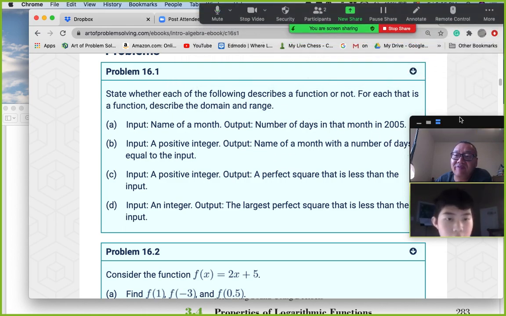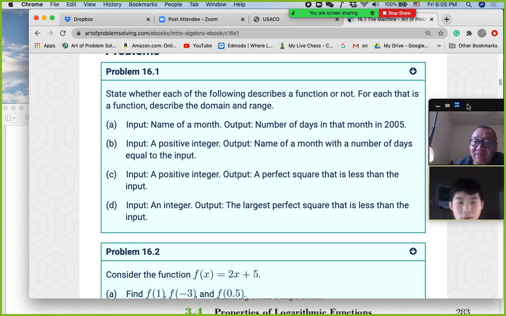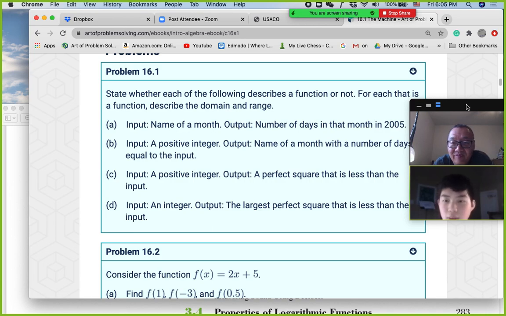16.1. State whether each of the following describes a function or not. For each that is a function, describe the domain and range. A. Input, name of a month. Output, number of days in that month in 2005. Should I answer it? Or do you think this is a function?